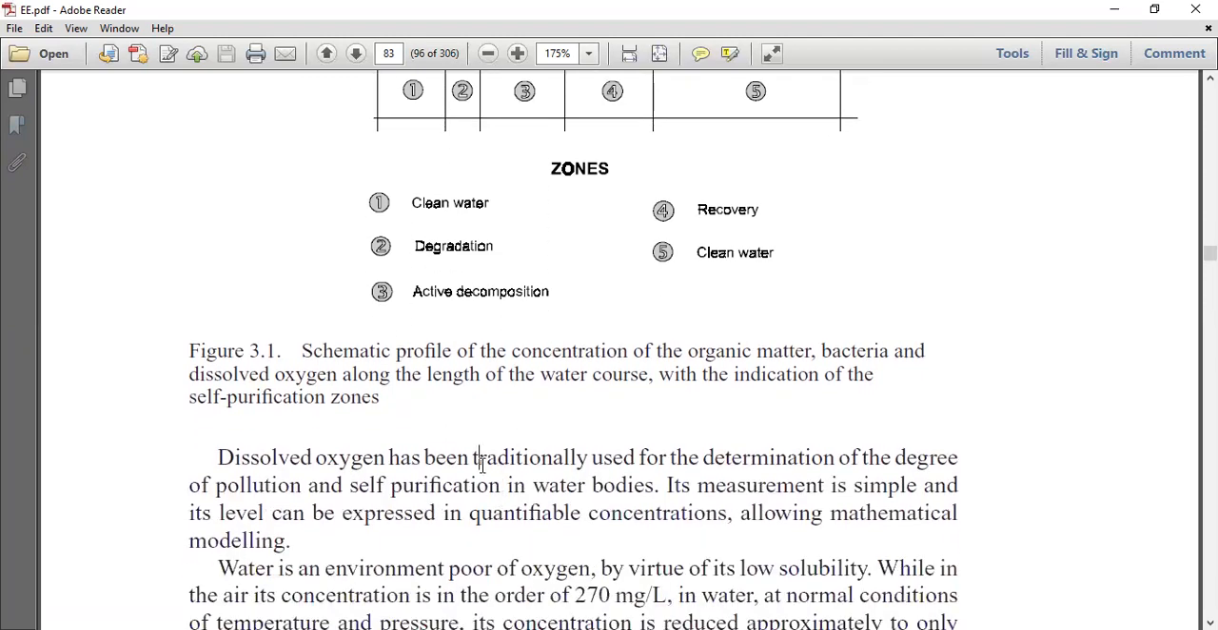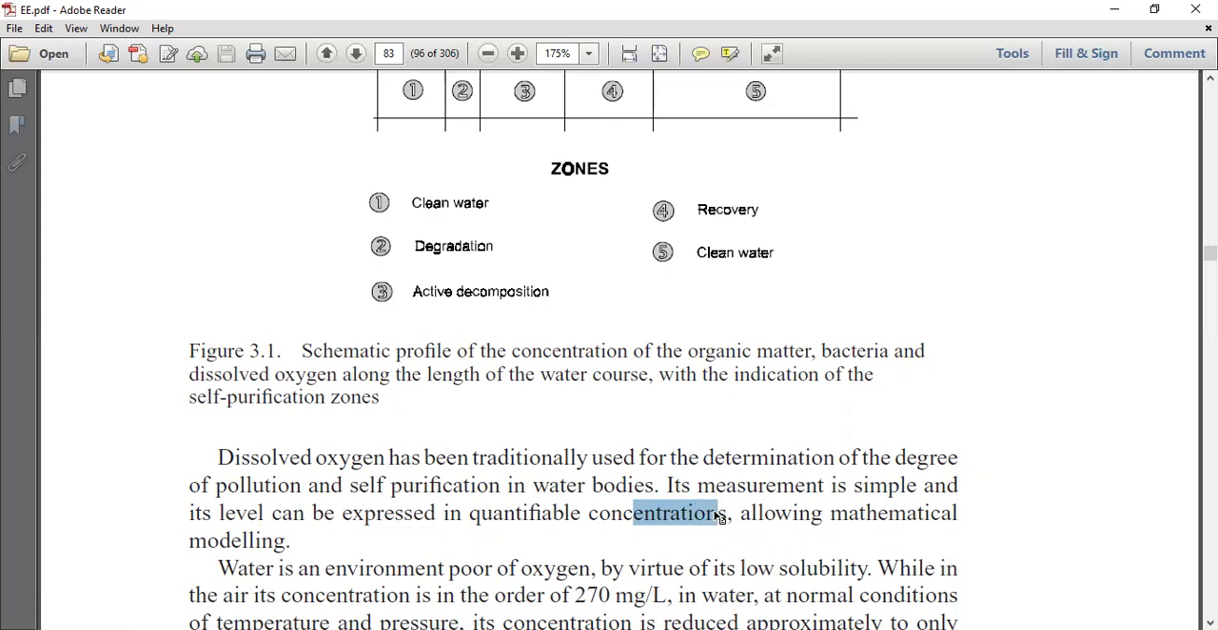Dissolved oxygen has been traditionally used for the determination of the degree of pollution and the self-purification in a water body. Its measurement is simple and its level can be expressed in a quantifiable concentration, allowing mathematical modeling.